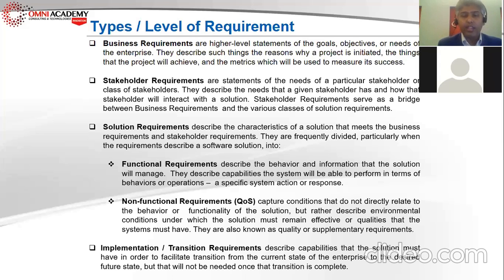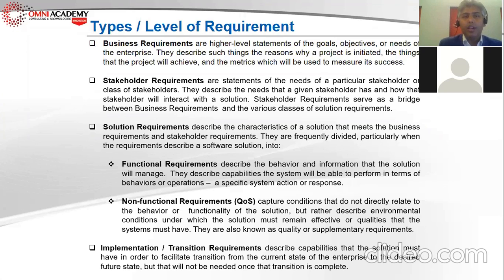So this is one of the very critical types of requirement that you should consider whenever you are collecting requirements. So don't end your requirement elicitation or gathering phase with just functional and non-functional requirements. Transition requirements are as important as functional and non-functional requirements.